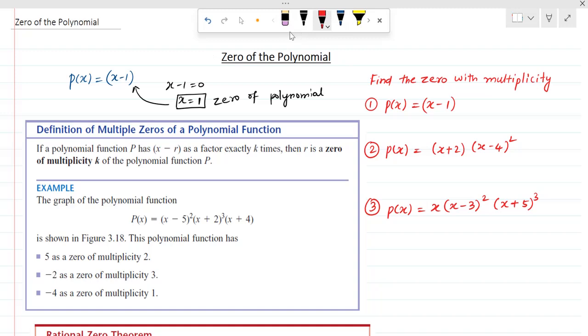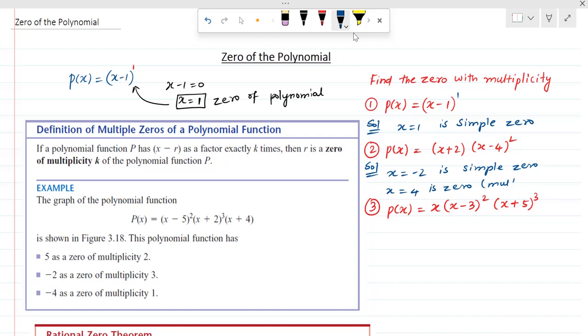Since you have x to the power 1, it is a simple zero. If you have x to the power 2, it has multiplicity 2. So here is the example we will have. Therefore, the zeros are here. I write x equals 1 is a simple zero because the power is 1. Now the next one: x equals minus 2 is a simple zero, and x equals plus 4 is a zero with multiplicity 2 because it has a power 2.